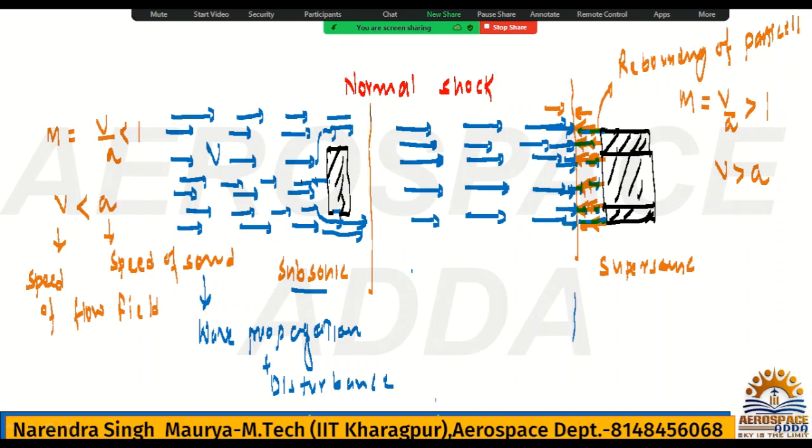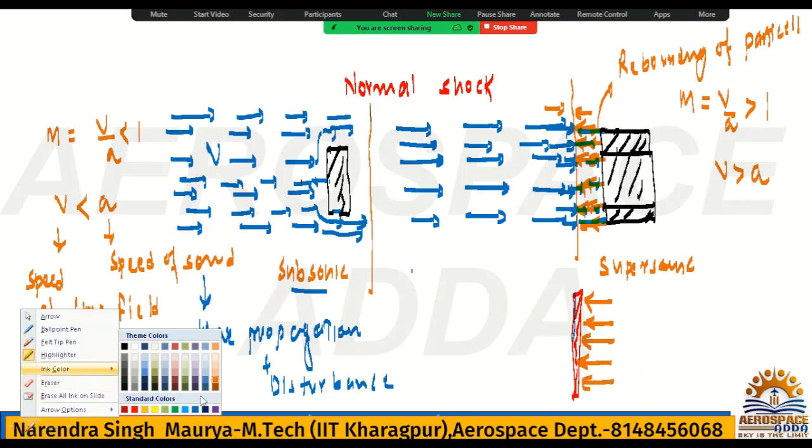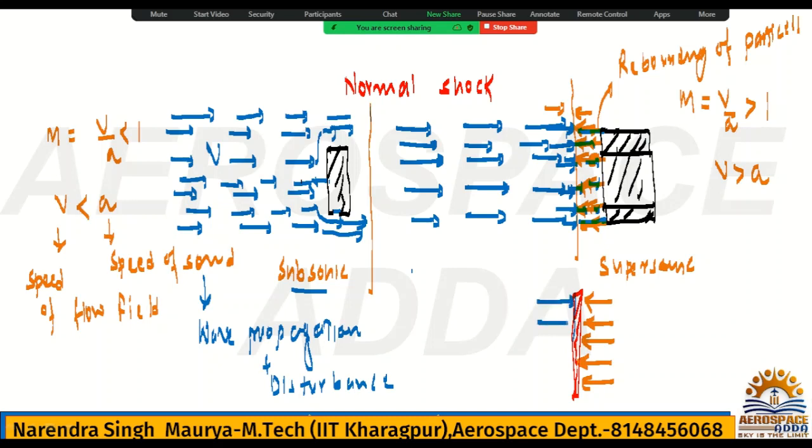I will redraw again. This is the very thin region created. On this side the particles are rebounding after hitting the object, these are the rebound particles, and on this side the flow field particles are coming, and all are colliding with each other at this region. This thin region is created because of the collision of the particles, understood, and this is called a shock.